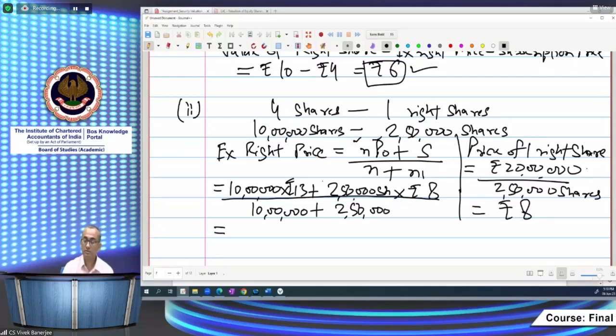Now the same way it will be 1 crore 50 lakhs divided by 12,50,000. It is coming to rupees 12. So X right price is rupees 12.